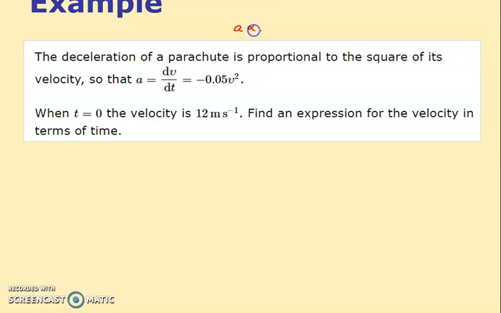They would normally say it's proportional to the square of its velocity, but they go a little bit further, because when you get this, you can always then write it as an equation, kv squared, and they go a little bit further by telling me what this k value is.